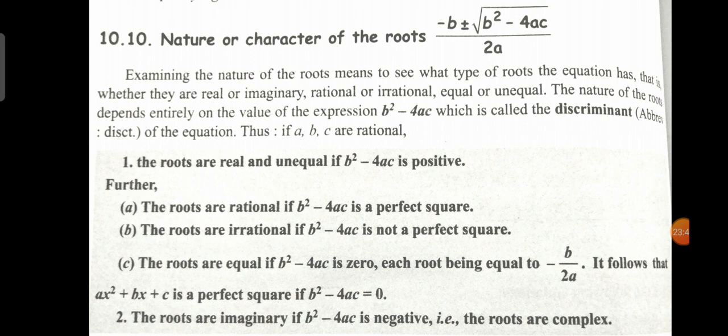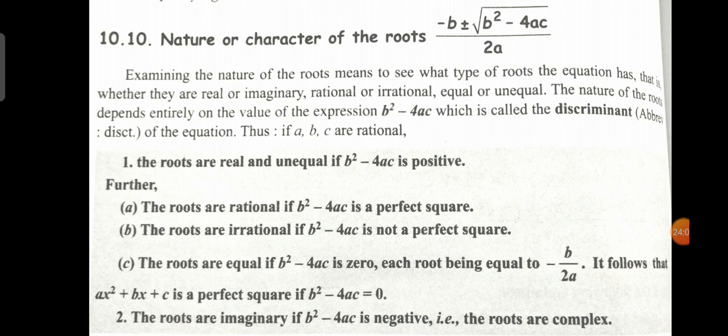So the roots are real and unequal if b square minus 4ac is positive. If b square minus 4ac is positive, the roots are real and the roots will be unequal. And then the roots are rational. Okay, those are the conditions.